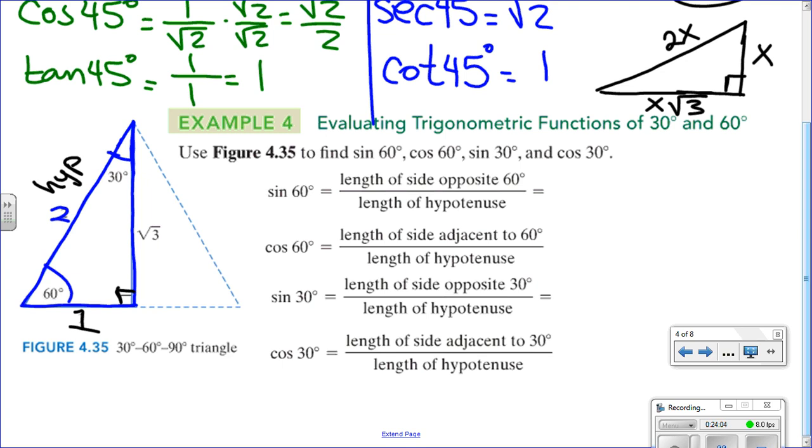Okay, so now let's look at the 60 degree angle, and the opposite to 60 is going to be square root of 3. And the hypotenuse is 2. Cosine, we need the adjacent to 60. And so that's going to be here, the one forming the 60-degree angle, that's adjacent. 1. Hypotenuse is 2. Okay, now let's look at the sine of 30.